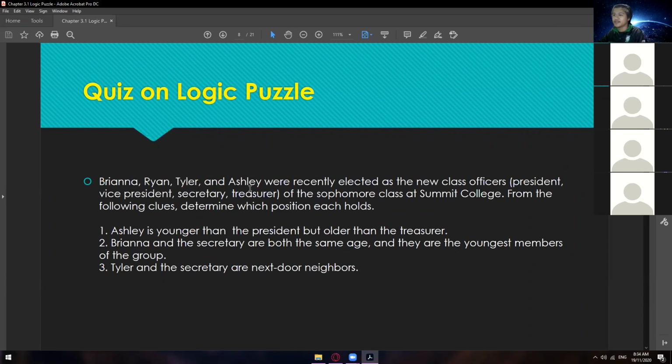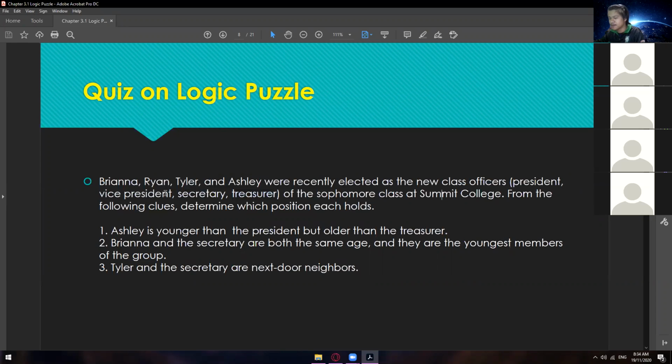Brianna, Ryan, Tyler, and Ashley were recently elected as the new class officers. So one of them is a president, one of them is a vice president, the other one is a secretary, and then the last one is a treasurer. Okay, so same question. So figure out which is which.